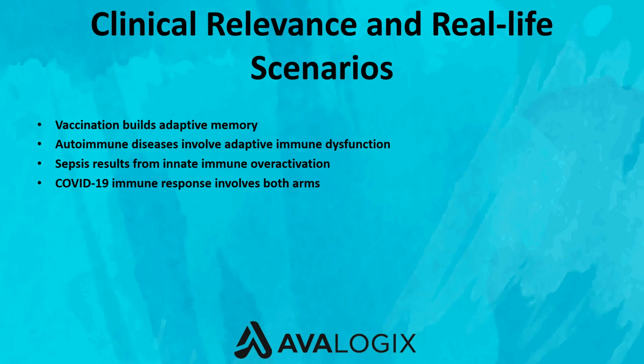What about sepsis? Sepsis is a life-threatening condition caused by an uncontrolled innate immune response, usually to a bacterial infection. Here, the immune system overreacts. Massive amounts of cytokines are released in what's called a cytokine storm. Blood vessels become leaky, organs start to fail, and unless it's treated quickly, it can be fatal. It's an example of the innate immune system going into overdrive, without enough regulation from the adaptive arm. Understanding this has helped clinicians develop more targeted therapies and supportive care strategies.